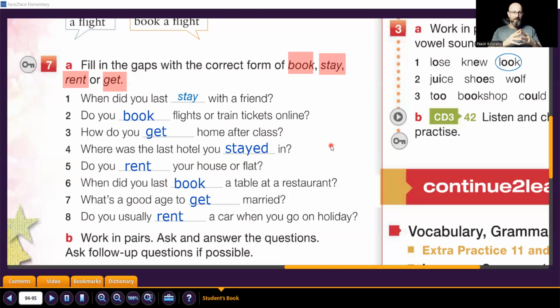Number five, no, number four. Where was the last hotel you stayed in? The last hotel I stayed in was in Mersin. This is a city in Turkey. And it was maybe 4 years ago. Yeah. What about you?